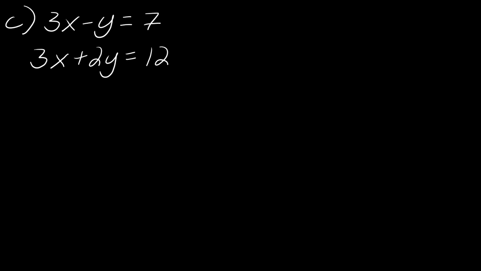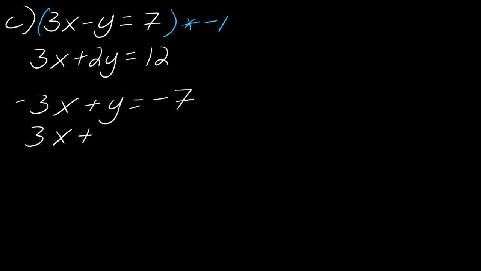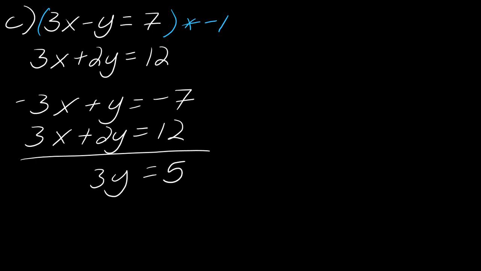Okay, up next here, so now I've got 3x minus y equals 7 and 3x plus 2y equals 12. So once again, to me, this is just screaming for elimination. So I'm going to just multiply this first equation by -1. So this is -3x plus y equals -7, and 3x plus 2y equals 12. Okay, so now if I go ahead and add these straight down, so let's see, what am I going to get? I'm going to get 3y equals 5. Okay, so I can divide both sides by 3, and I get y equals 5/3.